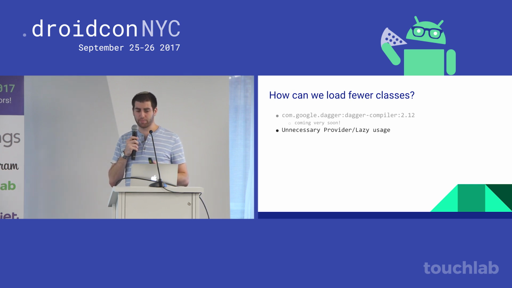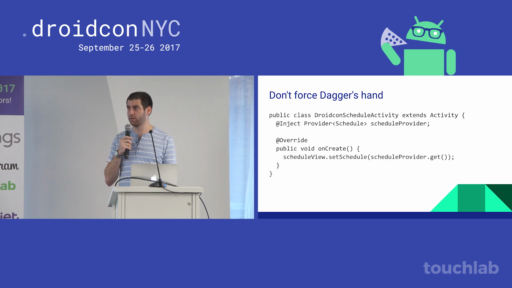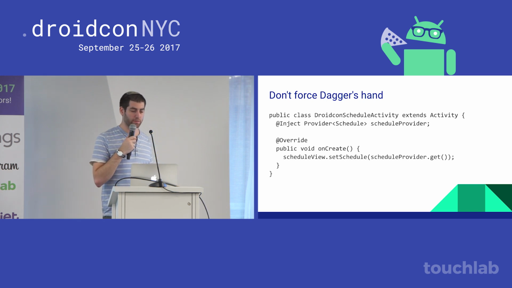So let's look at a few examples of how we can load fewer classes and get rid of some of these providers. Often, Dagger has no choice. The code that you write forces us to create a provider, like we said with scope and lazy.